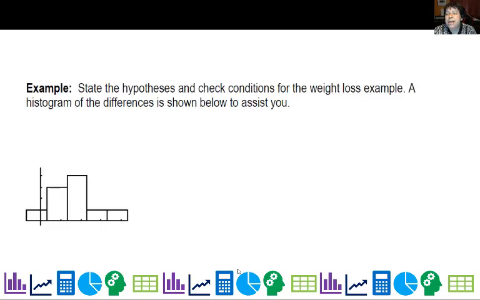So let's go ahead and look at our weight loss example. And I went ahead and created a histogram of the differences. So our null hypothesis is that the difference is 0, where the difference is before minus after. It really helps to state this because sometimes people subtract in a different direction. And as long as you make sure that your alternate hypothesis makes sense for your direction, it's okay.